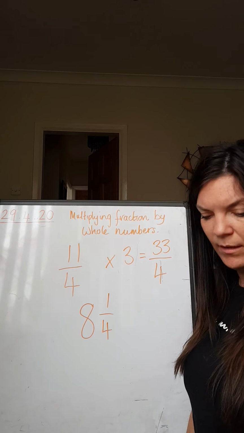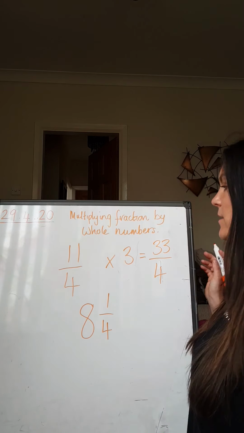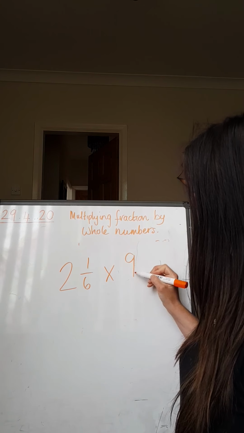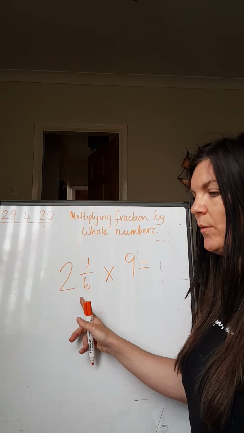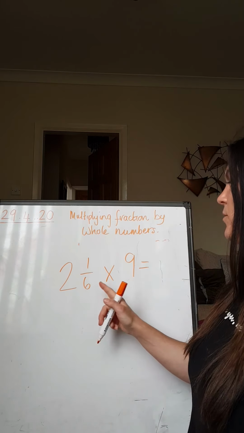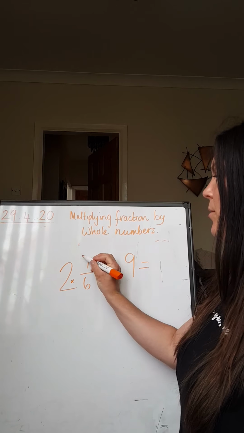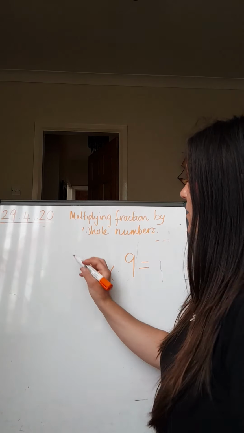I think that was the answer to the last one, wasn't it? 8 1/4 is the answer to question number 9. So same thing again. 2 and 1/6 times 9 equals. So step number 1, I must convert that into an improper fraction. So 6 times 2 is 12. Let's just do it that way really quickly. 6 times 2 is 12. Add the 1 on the top is 13. So the new fraction is 13/6.